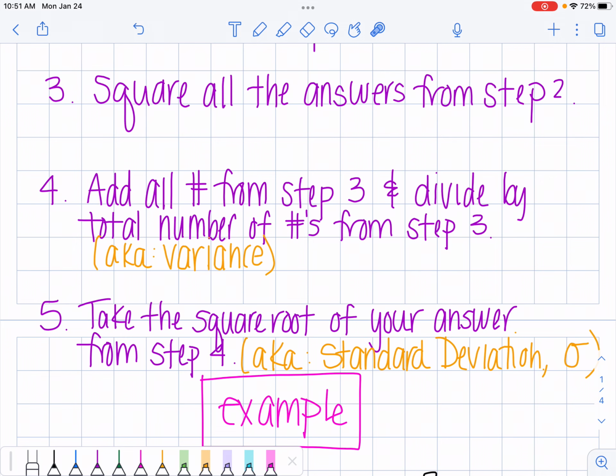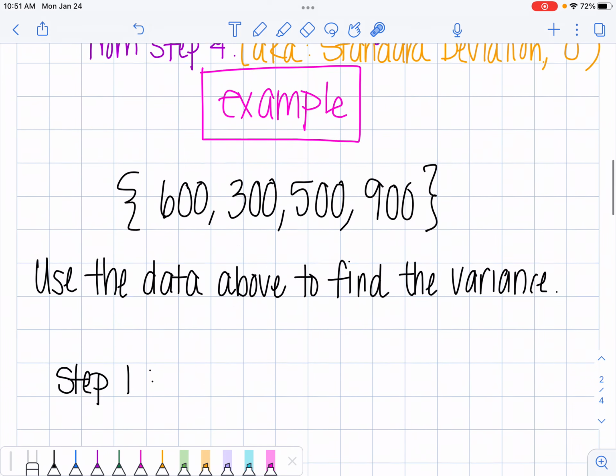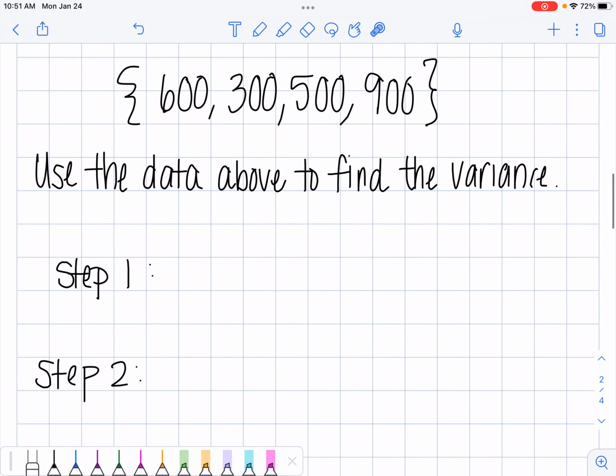So it makes a little bit more sense if you see it in an example. So here's the basic example. So we want to find the variance, I forgot to finish this, and standard deviation.